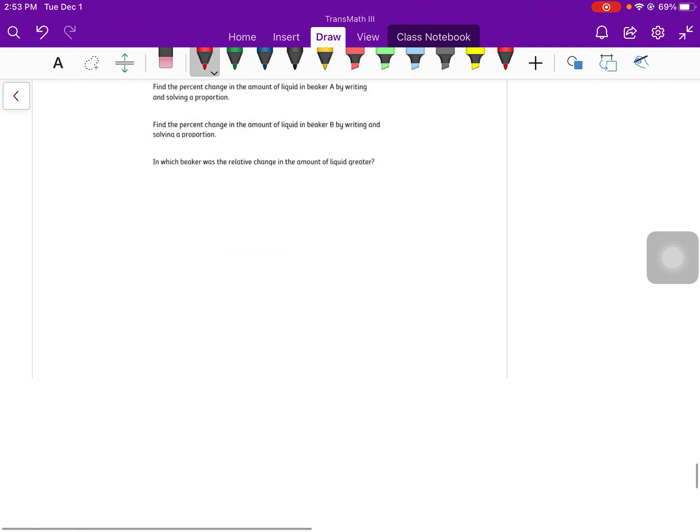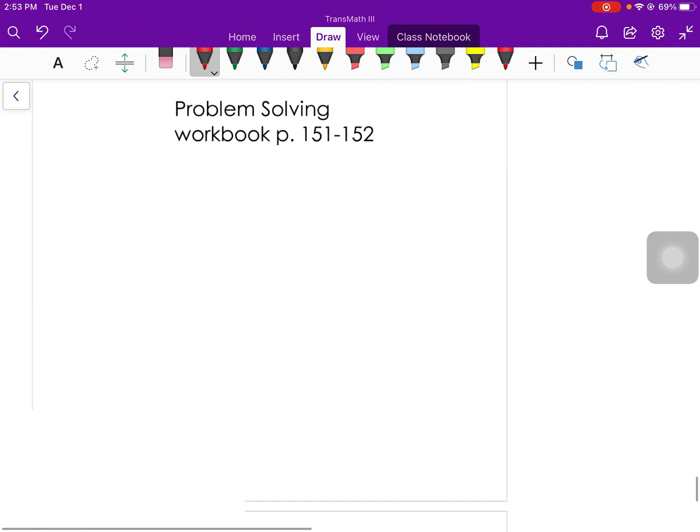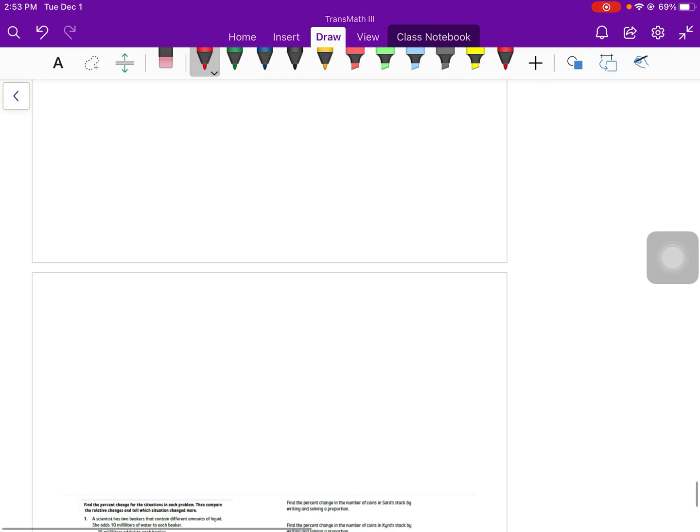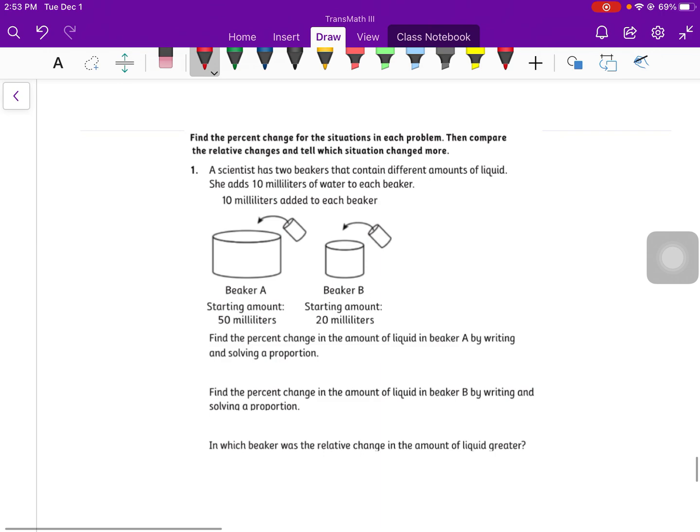So on these problems, I believe we've got a few of them. So, or did this one double up? I can't remember. Okay, we got a couple problems. So for this first one right here, find the percent change for the situations in each problem, then compare the relative changes and tell which situation changed more.